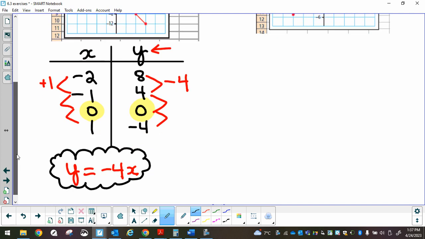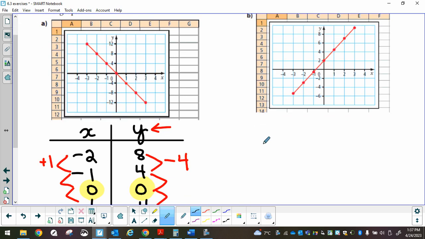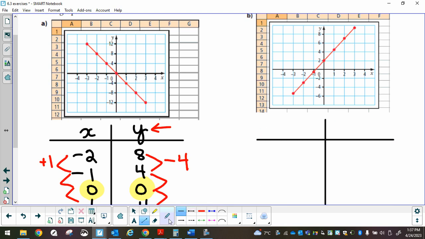Okay, we'll look at B. We got a new graph here, sorry, new equation. We're going to make a t-chart. We still have x and y. You have to pick 3 points at least, and you have to pick them left to right. It's good to always pick around the 0 because that helps you with your 0 value. So I'm going to pick 1, 2, 3.